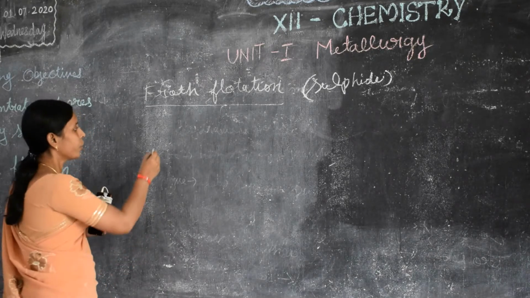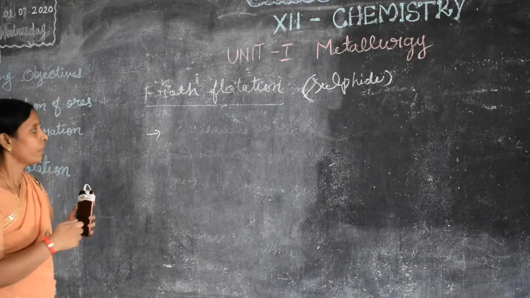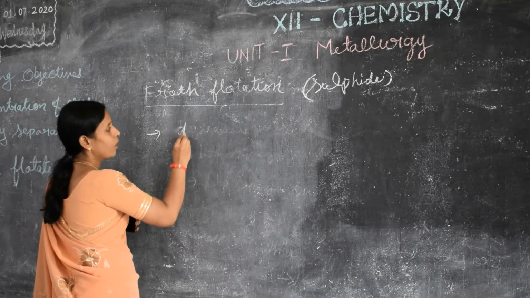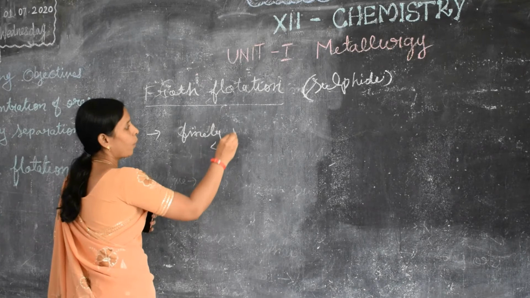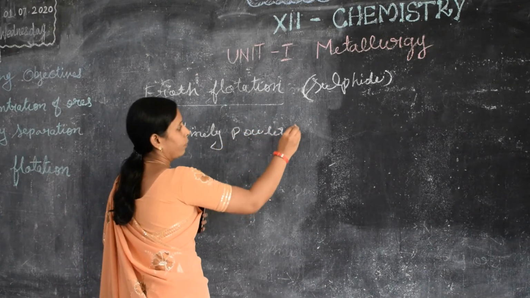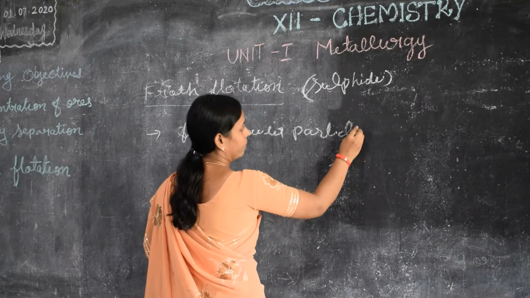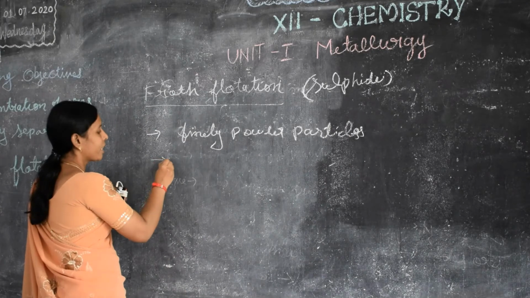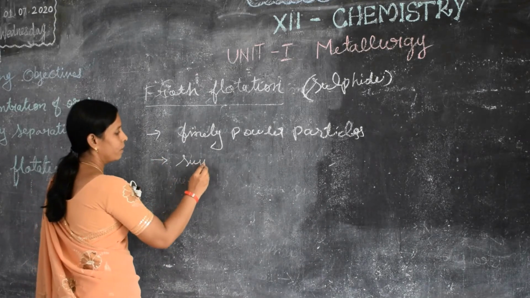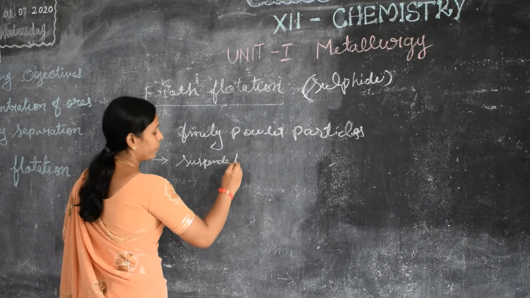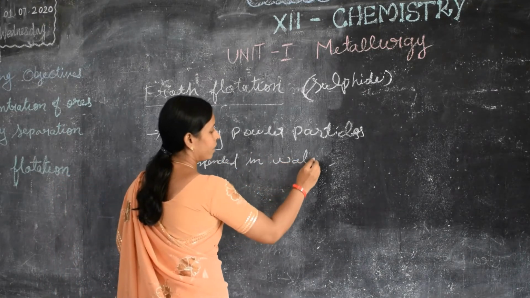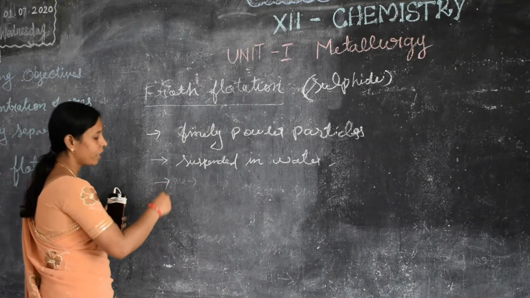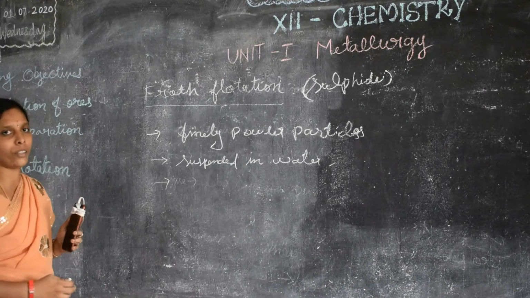First, the crushed ore. We separate the ore, and the crushed ore must first be converted into finely powdered particles. Next, it is suspended in water. The powder is first added to the water, suspended in water, and then added with a floating agent.